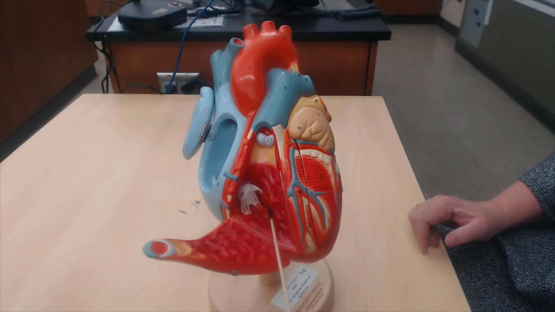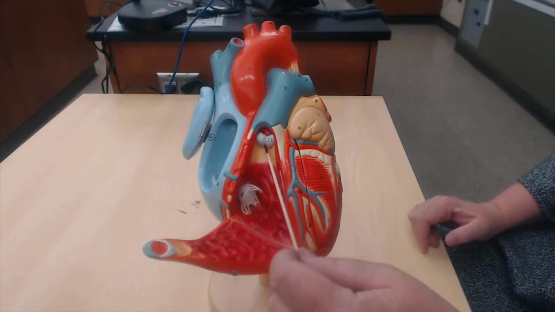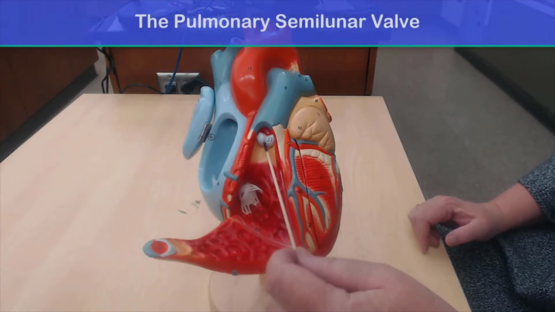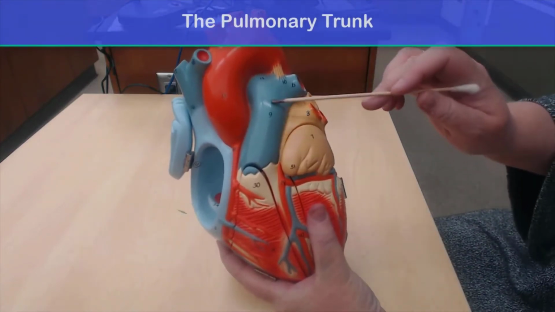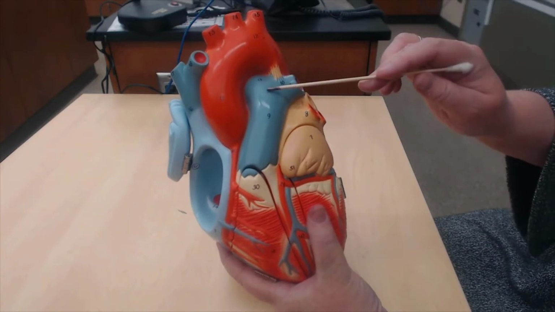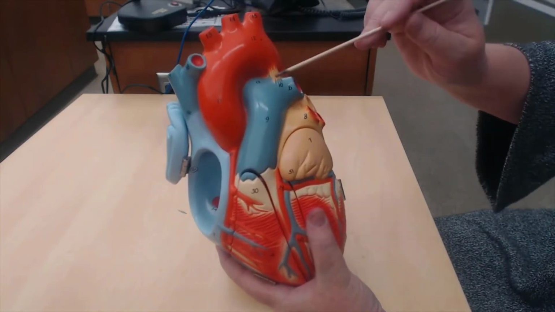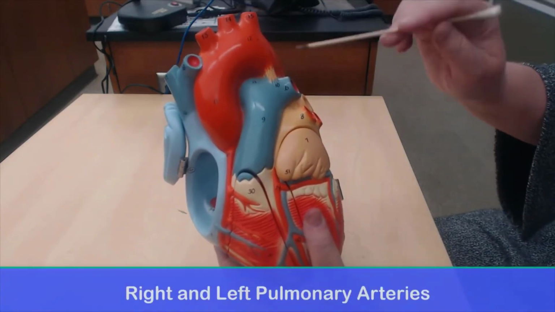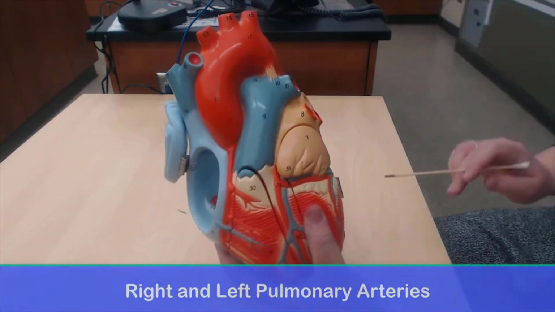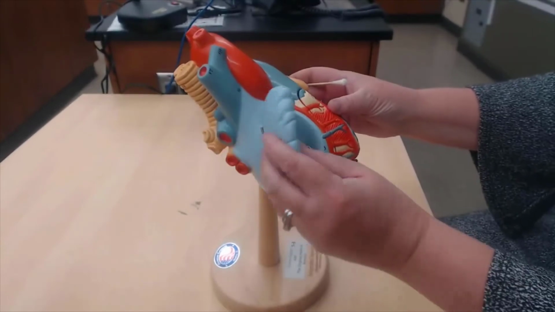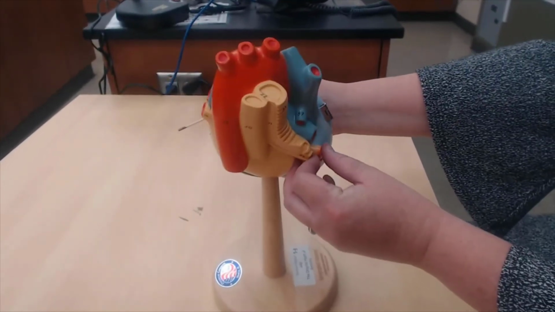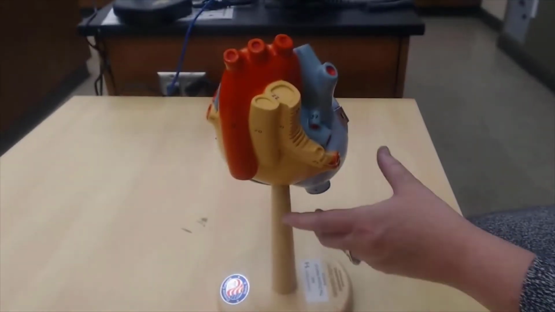From the right ventricle, blood travels through the pulmonary semilunar valve and enters the pulmonary trunk. The pulmonary trunk is going to bifurcate into the right and left pulmonary arteries, the pulmonary arteries. From there, blood goes to the lungs, picks up oxygen, and then returns to the heart.